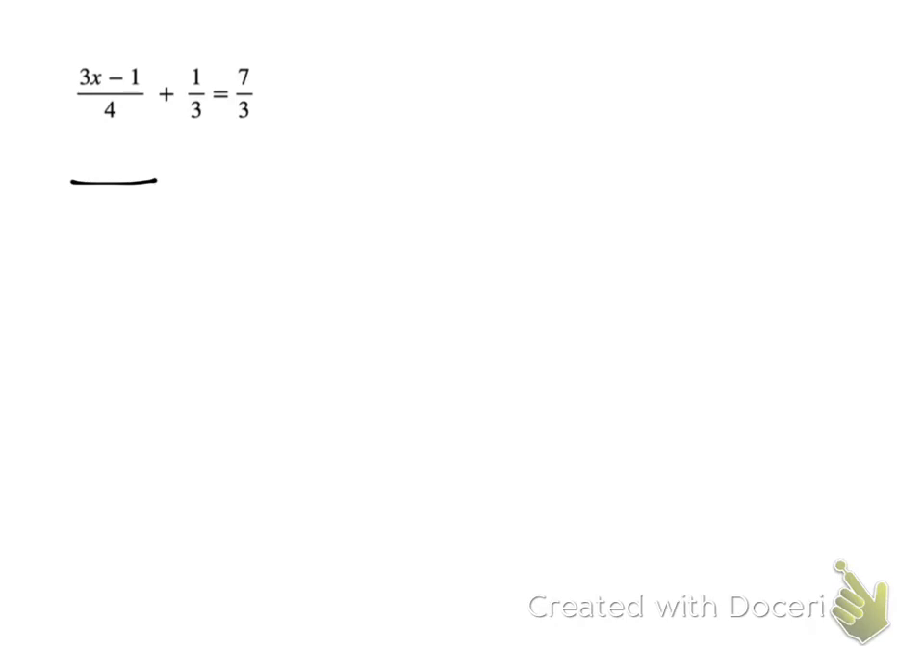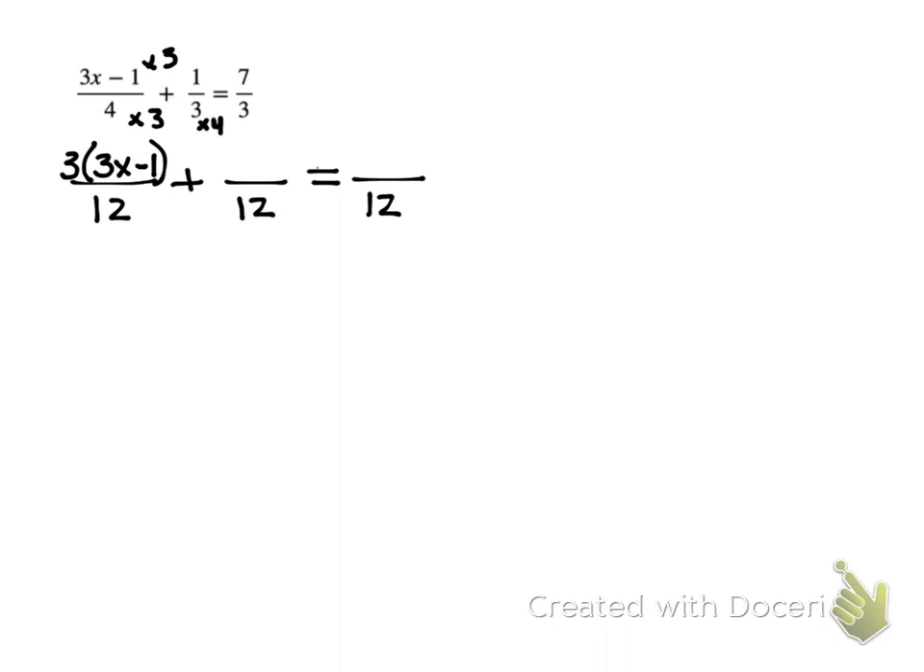Okay, so I'm going to get them all to 12. And I'm going to multiply the first one by 3. So this is 3 times 3x minus 1. If you're doing this method, it is important that you keep that 3x minus 1 in parentheses, because you're going to have to distribute. So then we have 4 over 12 and 28 over 12.